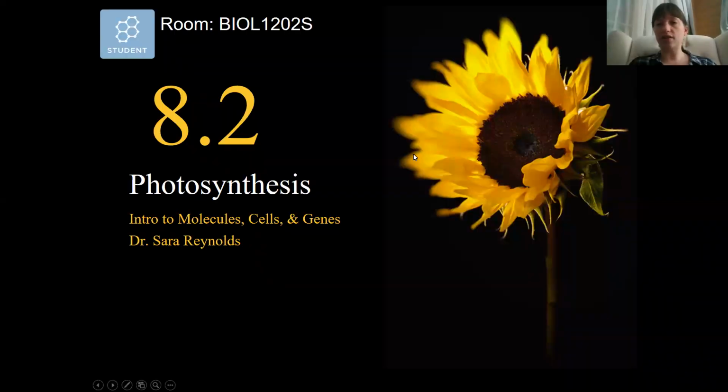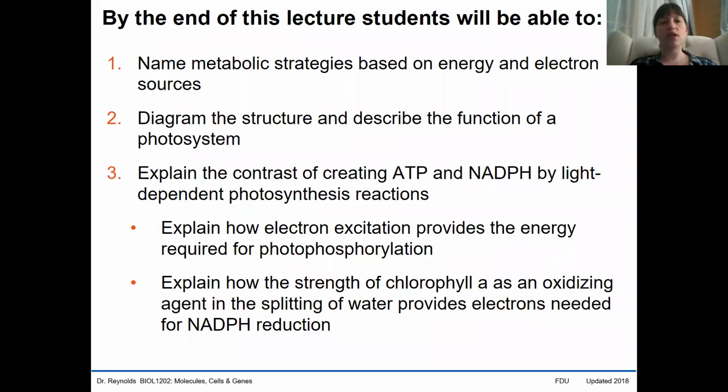Now let's begin our discussion of photosynthesis. You need to be able to name metabolic strategies based on energy and electron sources, just like we've been doing. To diagram the structure and function of a photosystem, as well as of a chloroplast in its entirety, explain the contrast of creating ATP and NADPH by light-dependent reactions, explain how electron excitation provides that energy, and how the strength of chlorophyll A as an oxidizing agent to split water provides the electrons.